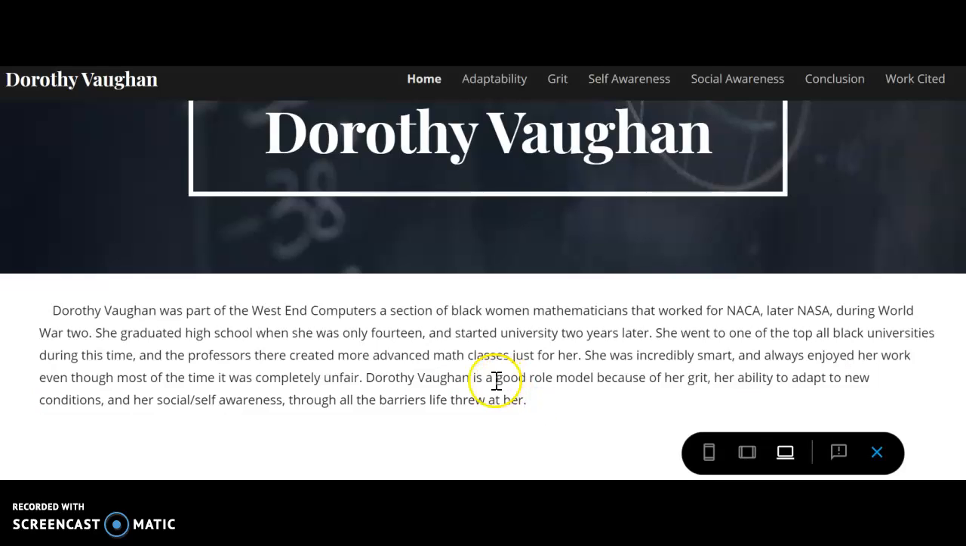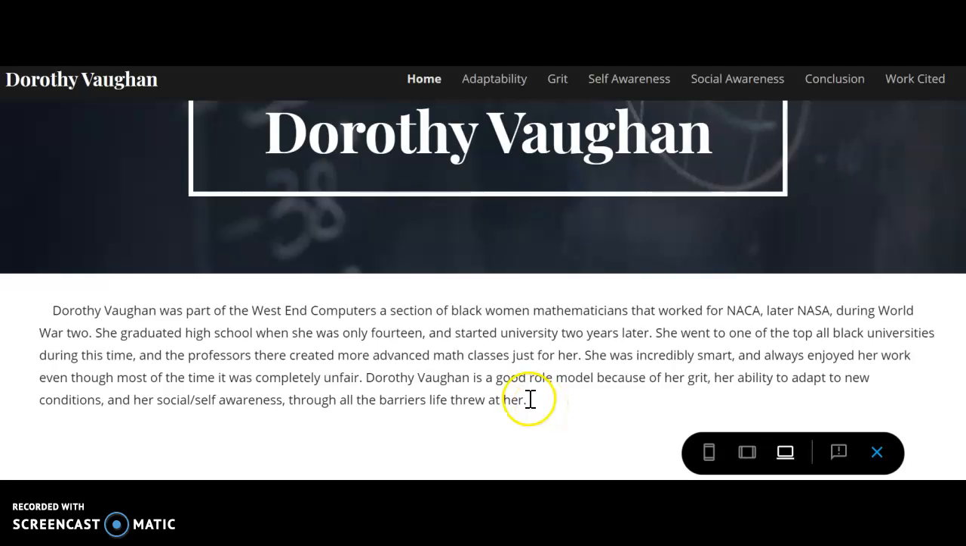This person chose to talk about her as a role model, but the thing that I like is that you can see the character traits here. There's grit, adaptability, self-awareness. She put both social and self-awareness. My warning here is that that's 4 traits. That's a lot. I'm only asking you to do 1, maybe 2.